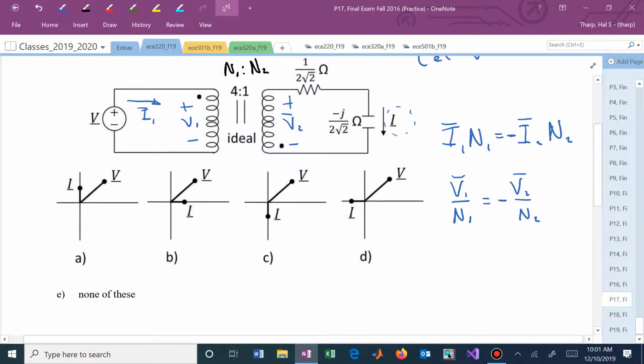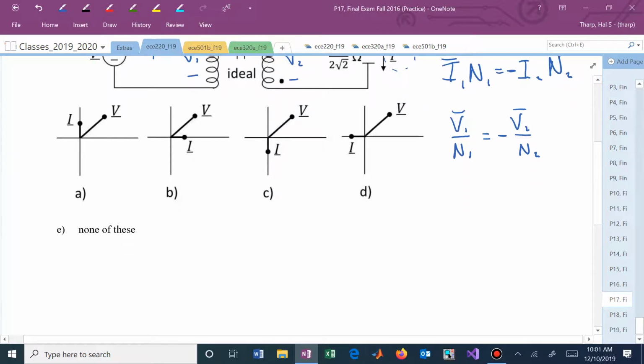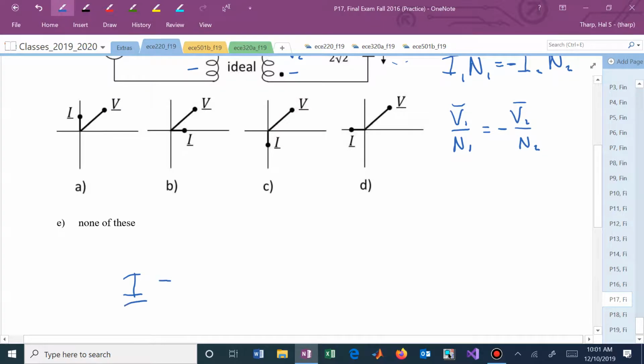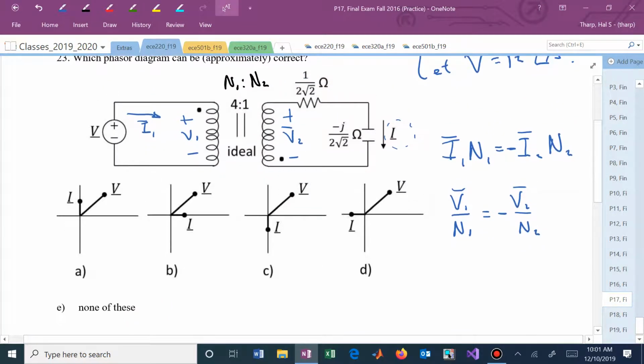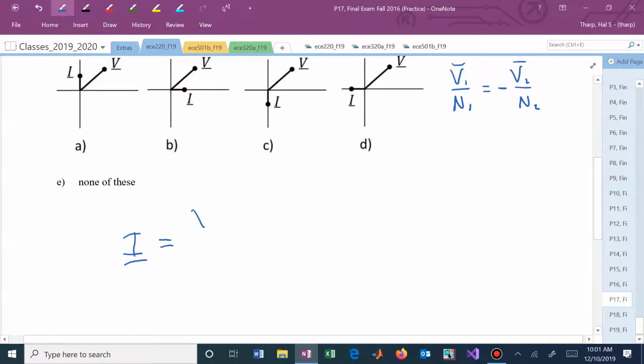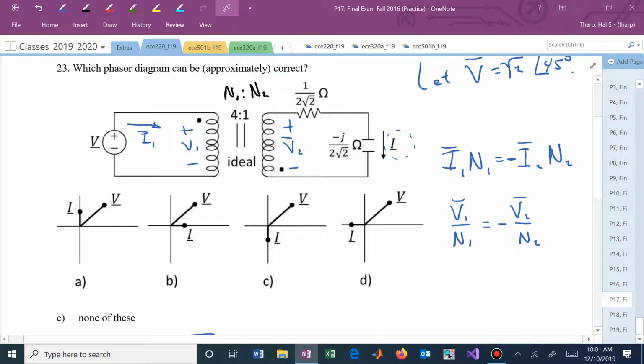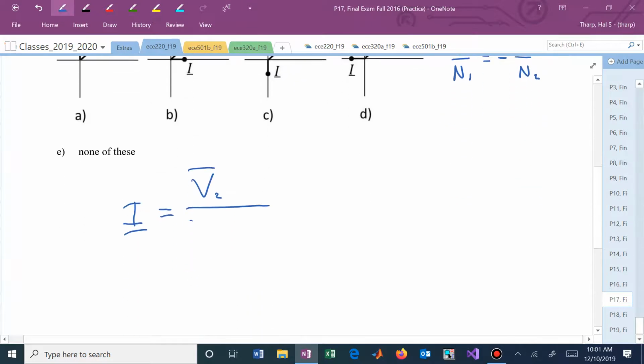So now what do I do? Well, let me just continue and say, oh, that current, do you see that that's Ohm's law with V2? We have V2 divided by the total impedance. 1 over 2 square root of 2 minus 1 over 2 square root of 2, J.